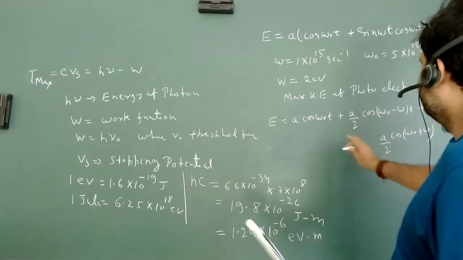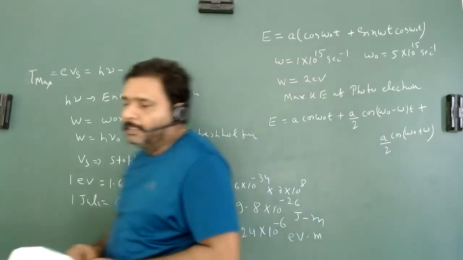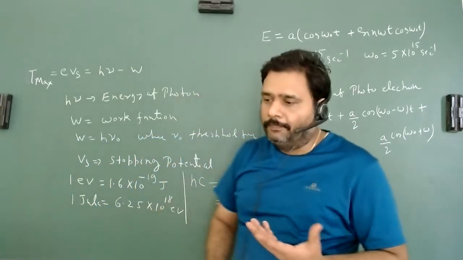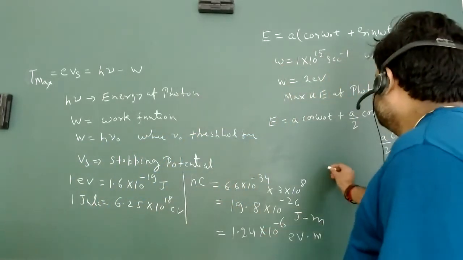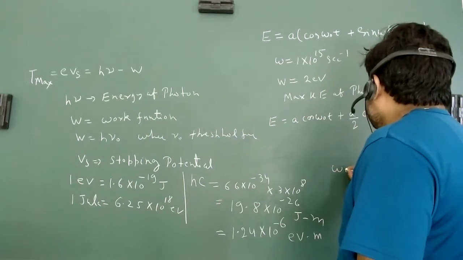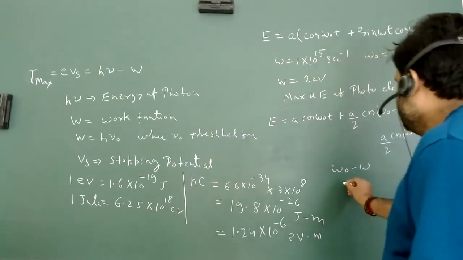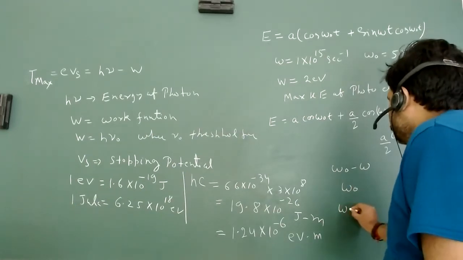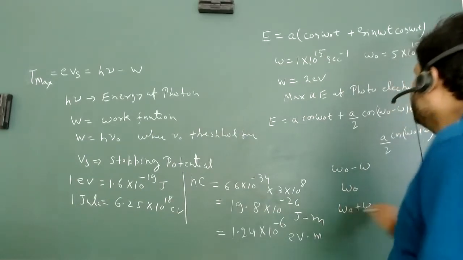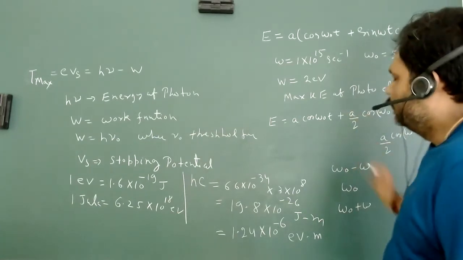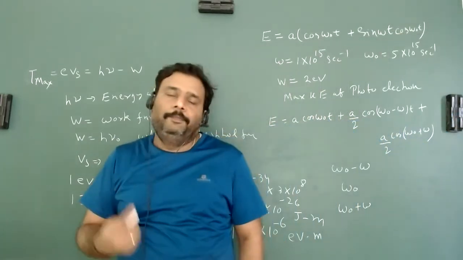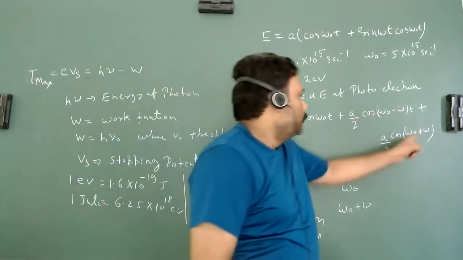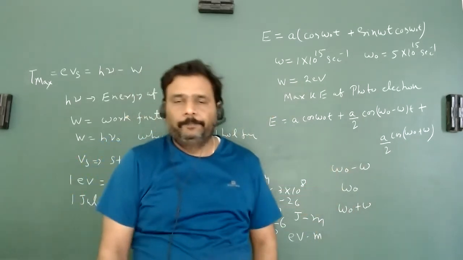So this is the wave, the superposition of three waves actually. And what is the frequency of this wave? The lowest frequency is omega naught minus omega, the next frequency is omega naught, and omega naught plus omega is the highest frequency. So you can see they are a superposition of three different electric fields, or three different waves, whose frequencies are given like that.